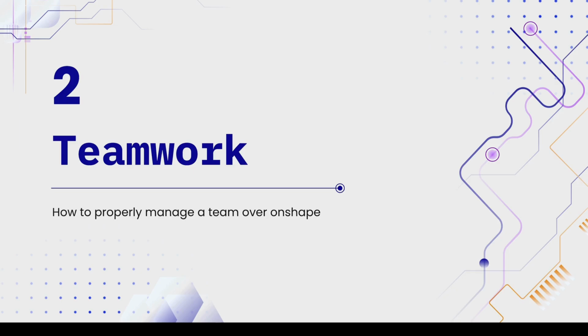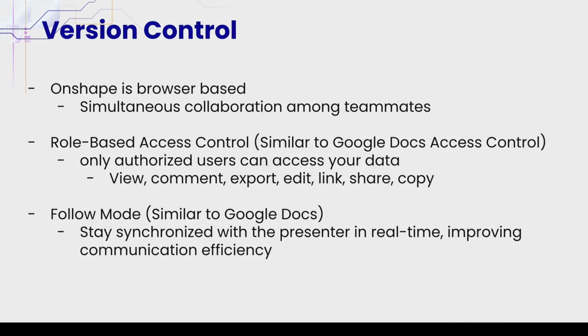The next section is teamwork, which is essential for the organization and coordination of your projects. This helps you work with multiple people on the same file, which is not possible with several other softwares. First is version control. This helps you organize different versions and configurations. Because OnShape is browser-based, it allows for real-time collaboration among teammates. This is special for OnShape because other softwares may lock files when someone is editing.